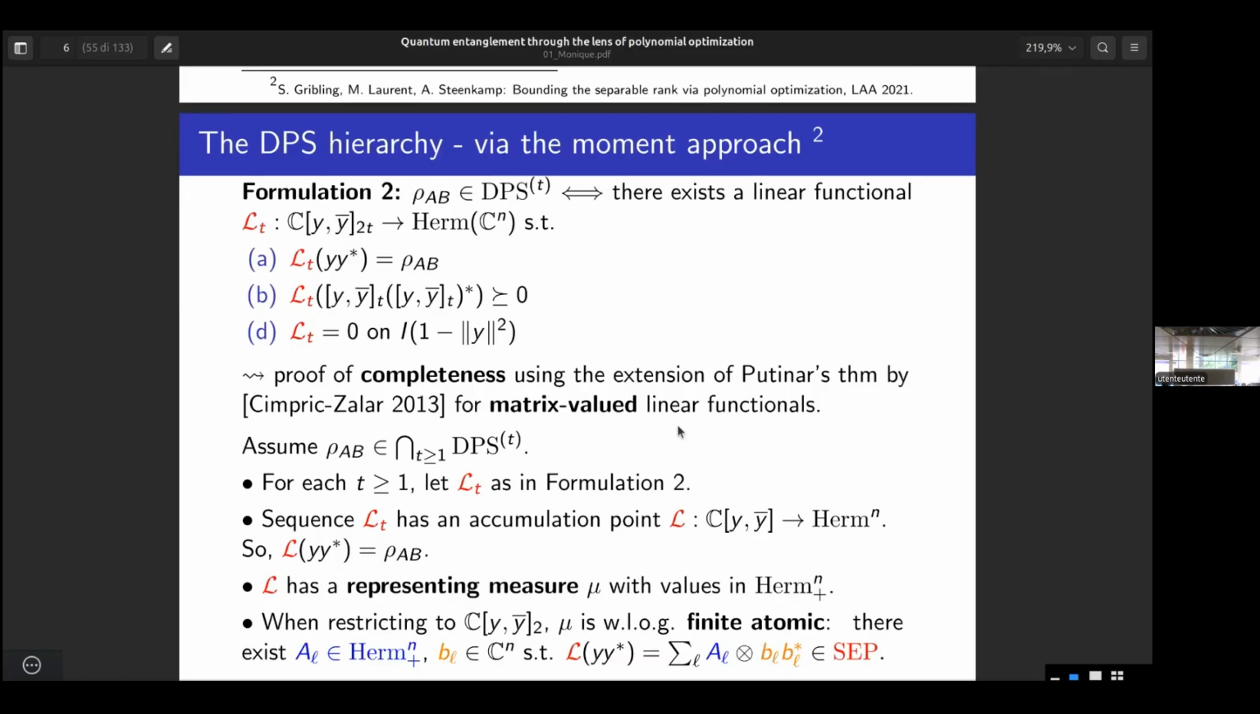So I don't expect you have followed all the details, but what I wanted to explain here is that this construction, the DPS hierarchy, is actually the same thing as the moment approach for optimization on the sphere. So the completeness, which is classically derived via quantum de Finetti, can also be obtained via the real algebraic results about moments of measures.